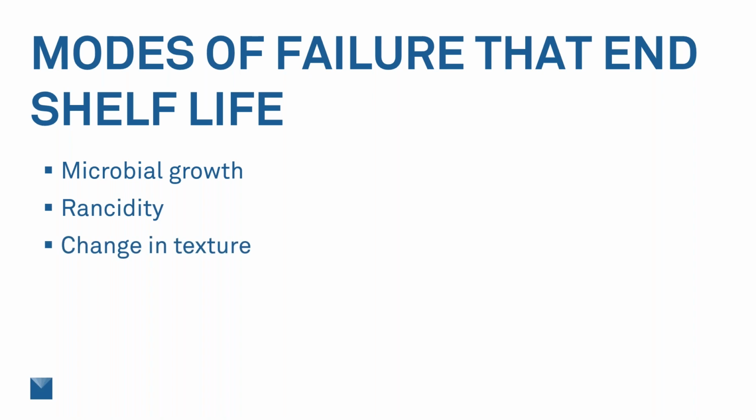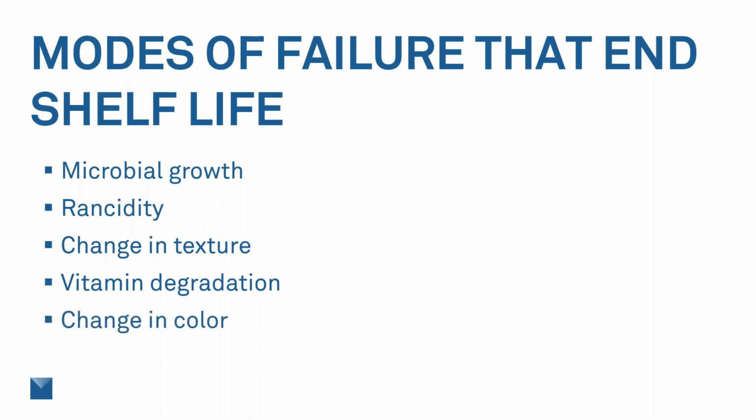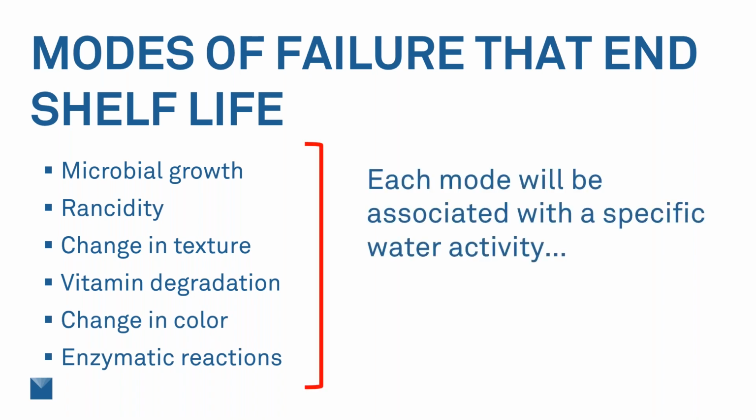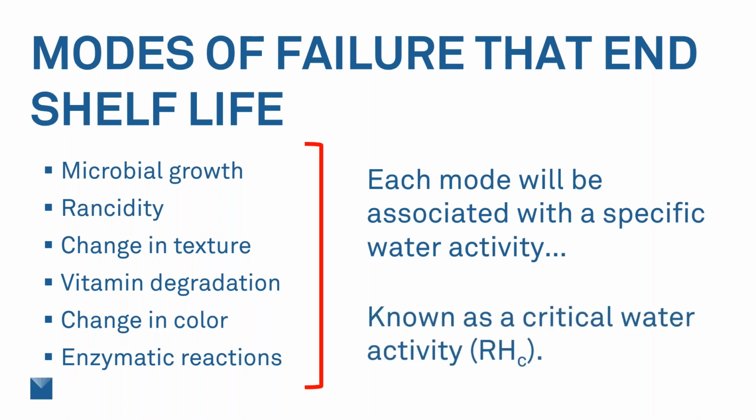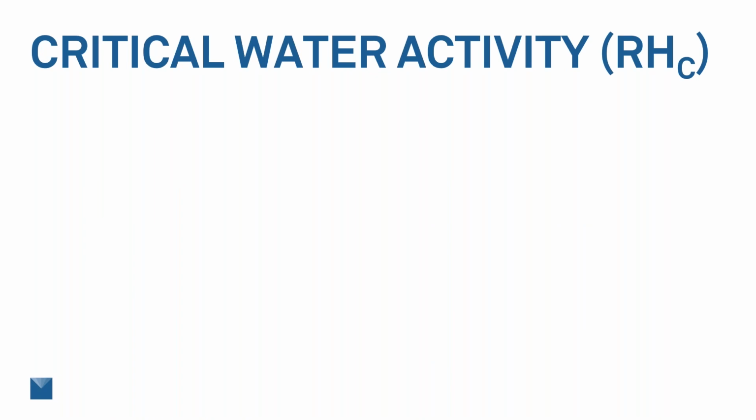It could be due to rancidity in your product, perhaps changes in texture. So that could be caking and clumping or maybe crystallization. You could have vitamin degradation leading to the end of shelf life, changes in color, and also enzymatic reactions such as browning reactions. Each of these different modes is associated with a very specific water activity, and this water activity is known as your critical water activity, or RHC.